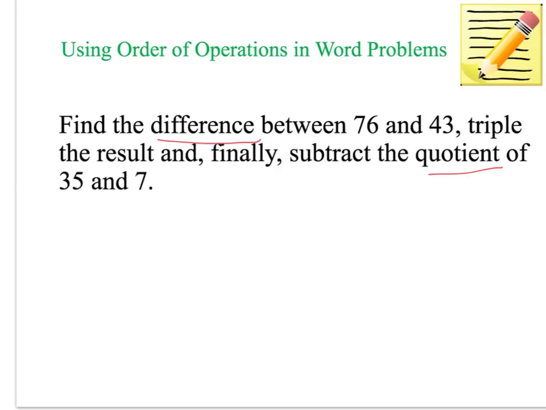So we need to find the difference between 76 and 43, so that means we need to subtract 43 from 76. But then we need to triple the result, so triple the answer to this. Now to do that, we're going to have to put this in brackets and triple, which means multiply it by 3. And when we put the 3 outside the brackets like this, it means multiply. We don't actually have to put the multiplication sign. And then we need to subtract the quotient. So subtract the quotient of 35 and 7. So 35 divided by 7. So quotient means divide. All right, let's work it out.